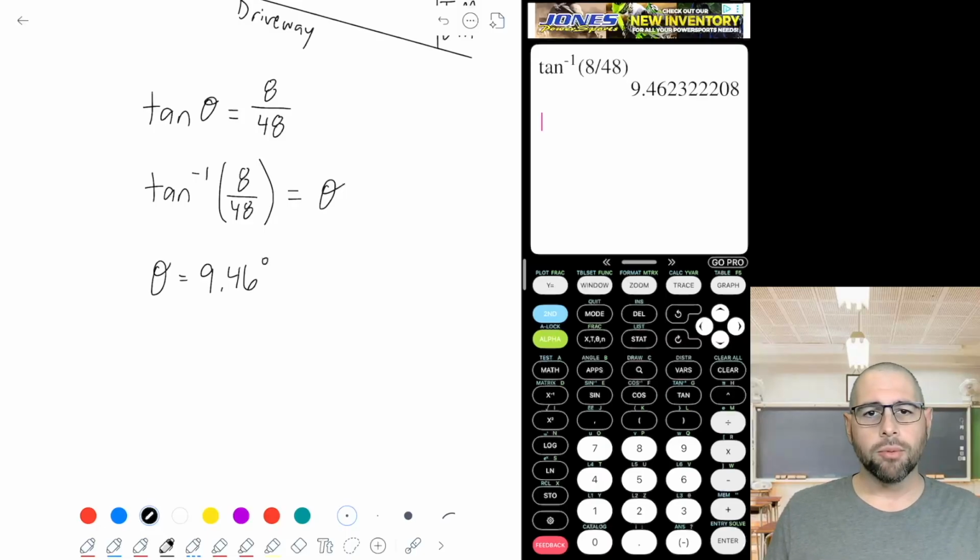Given that there's probably a little inaccuracy in the tape measure, the way I measured it, it's probably around 9 degrees to 10 degrees, but I think 9.5 is a pretty accurate number. So that is how you calculate the degree measure of a sloped hill.